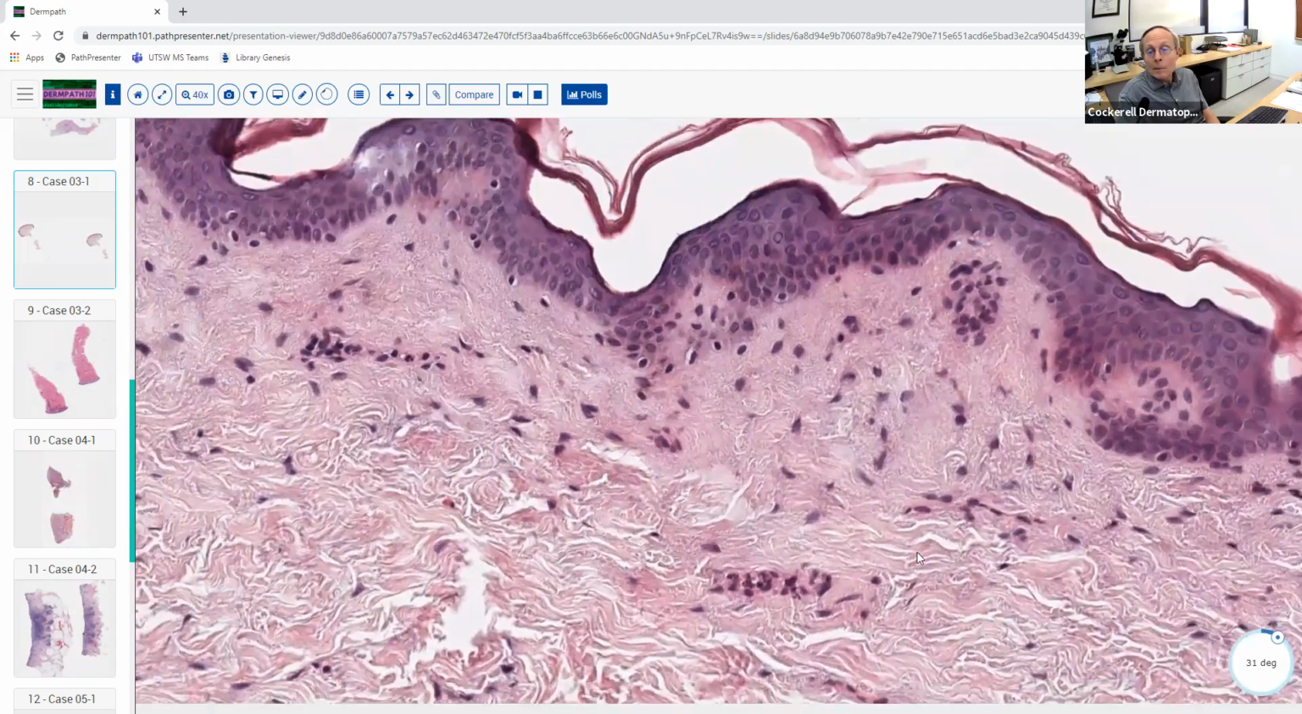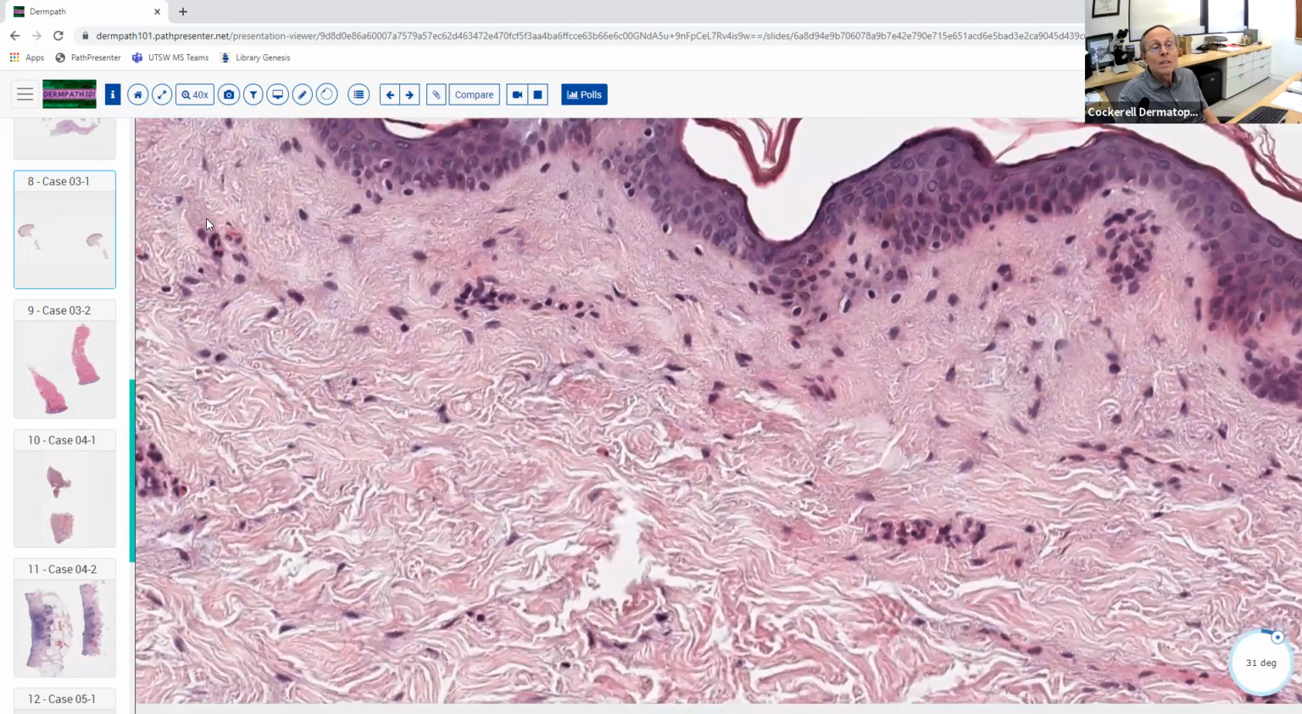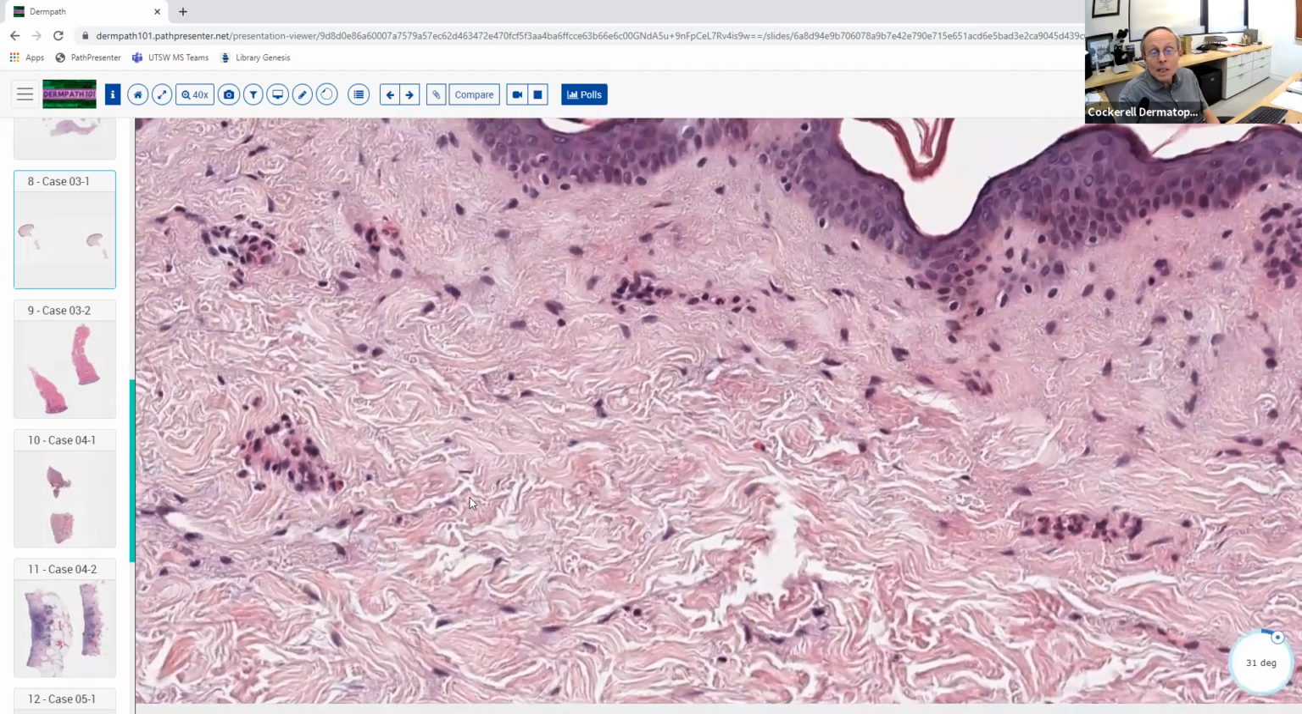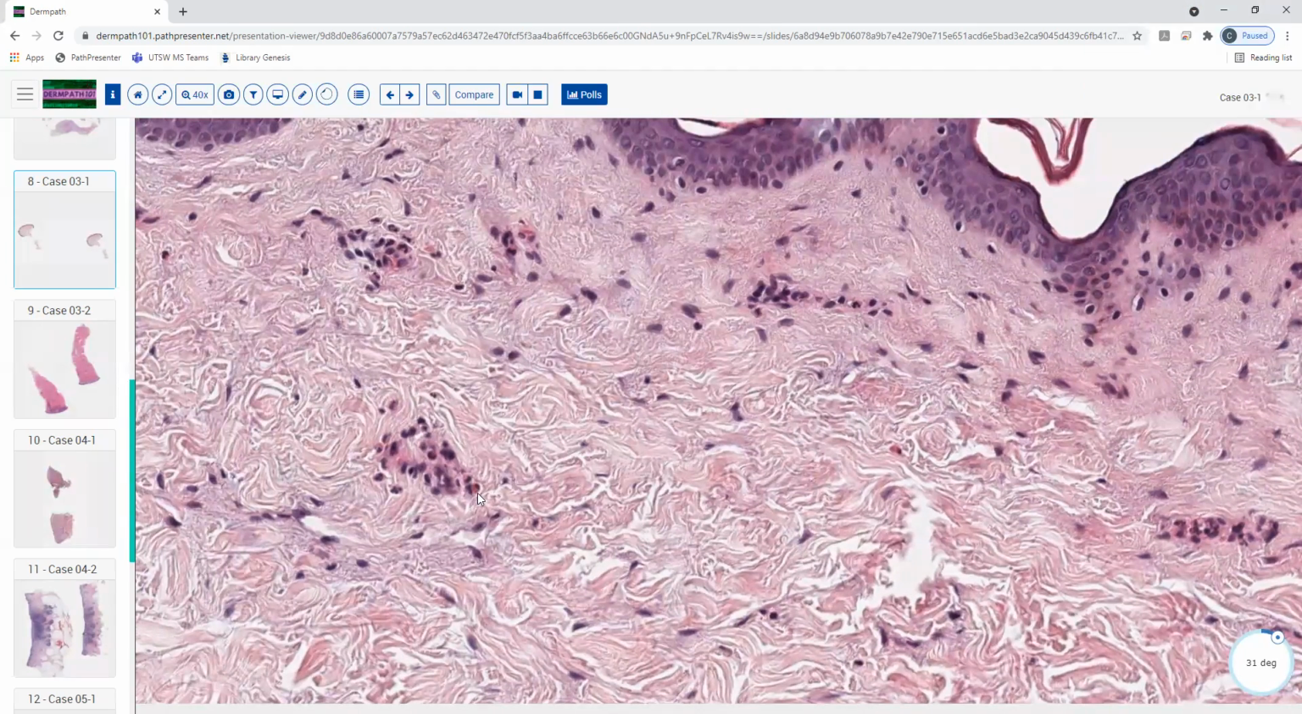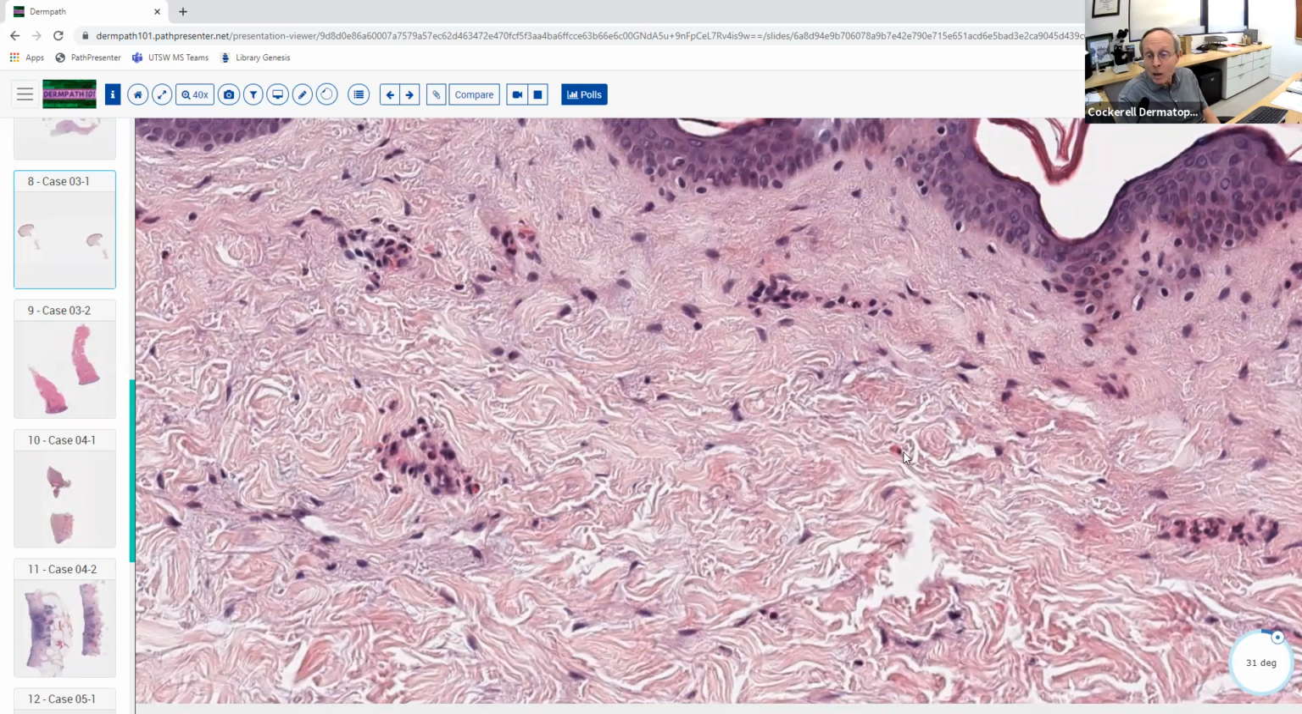But as you look down here, there are some inflammatory cells here, aren't there? Between and among collagen bundles. What kind of inflammatory cell is this? There's some eosinophils in there. There's an eosinophil, neutrophils, perivascular, and also sparse and interstitial. So what disease do you know that causes that pattern?